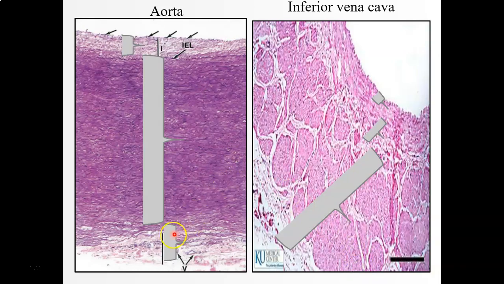Look at this. This is the adventitia in the aorta, 20%, containing vasa vasorum and elastic fibers. While here, the adventitia represents 70% in the inferior vena cava, formed of bundles of smooth muscle fibers together with collagen fibers and vasa vasorum.